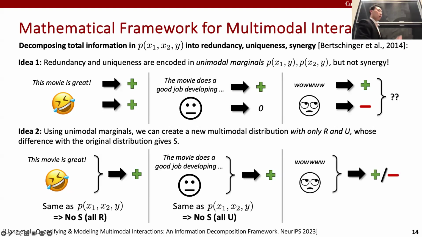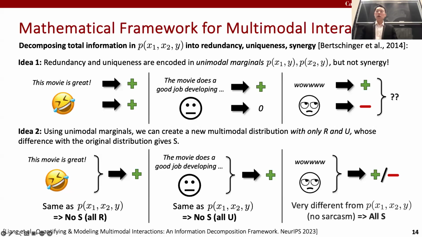In the third case, x1 was positive, x2 was negative. You can try to create a multimodal distribution where given x1 and x2, it's either positive or negative. But that's very different from the true distribution P, which indicates that a person was actually being sarcastic. That means you're losing a lot of information by considering the coupling of these two marginals, and the information that you lost was the synergy in your data.